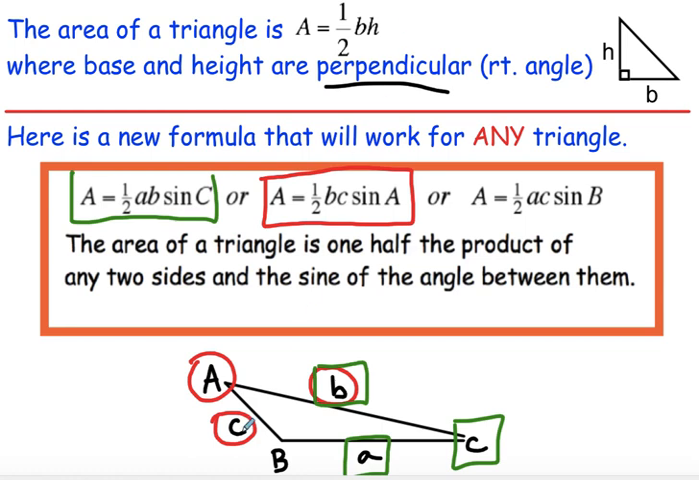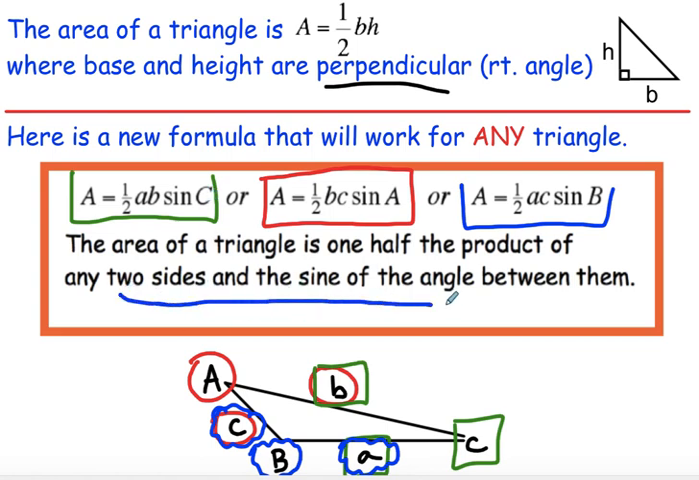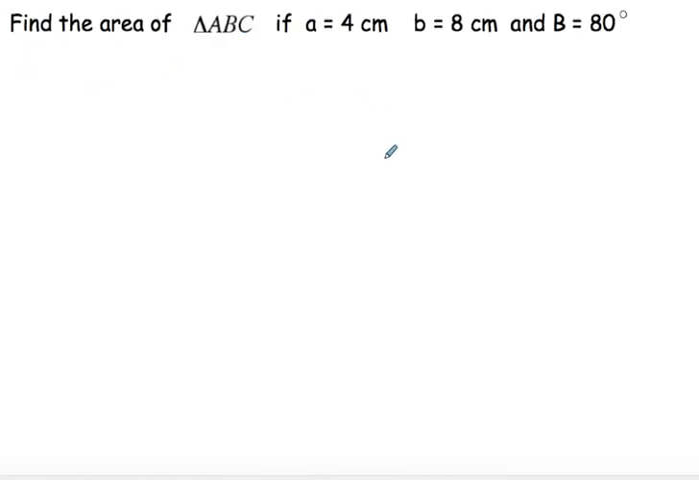Or I could know sides C and A and the angle in between them, B, and then I would be using this version. So I wouldn't get too hung up on the equation itself, just the idea of the equation. It's always 1/2. You multiply the two sides together and then do sine of the angle in between. So that's what I have written right here. So we're going to just practice that. Here's our first example.